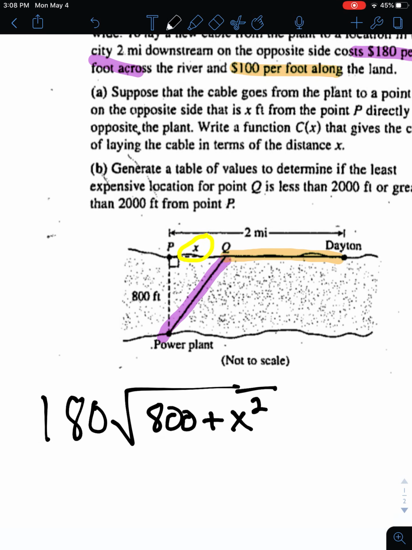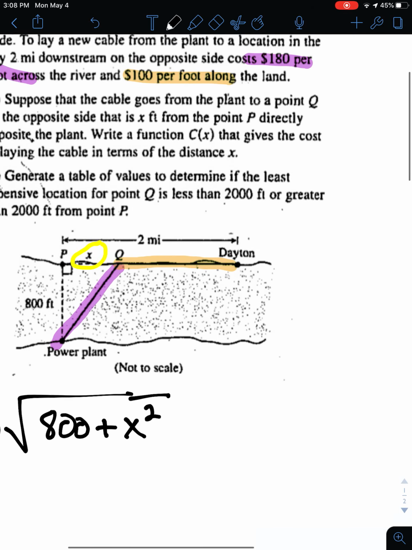So whatever that x is, I know that the square root of 800 squared plus x squared is that distance across the river, and then I just multiply it by the 180. Then I have to find that thing that I have highlighted in orange. That distance highlighted in orange is the 2 miles, and then take away that little x.